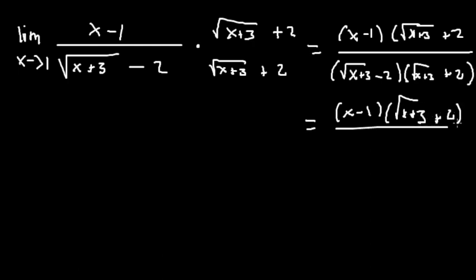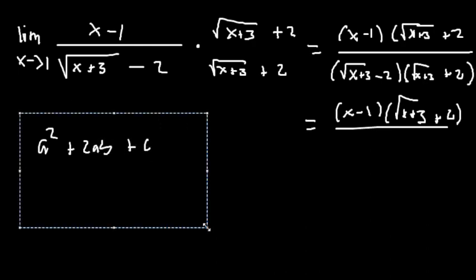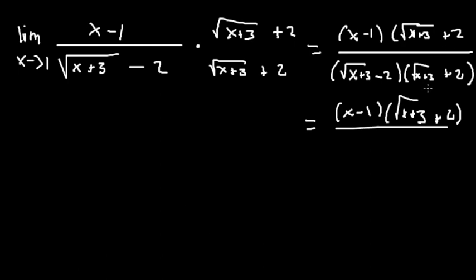Then we multiply these two using the FOIL method, because we can see that it's two terms. This is the first term and this is the second term. So we can use a squared, basically a times b, something like that. It will basically have the form a squared plus 2ab plus c. Anyways, let us multiply this using the FOIL method.